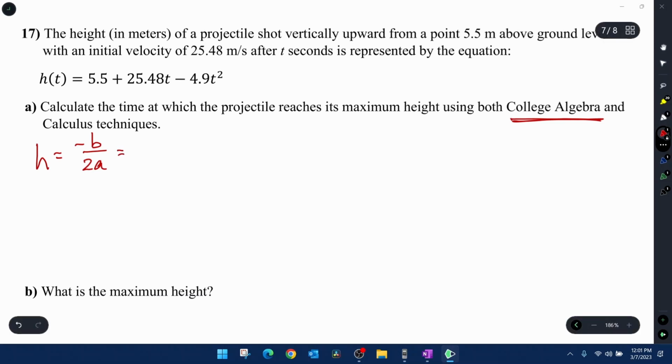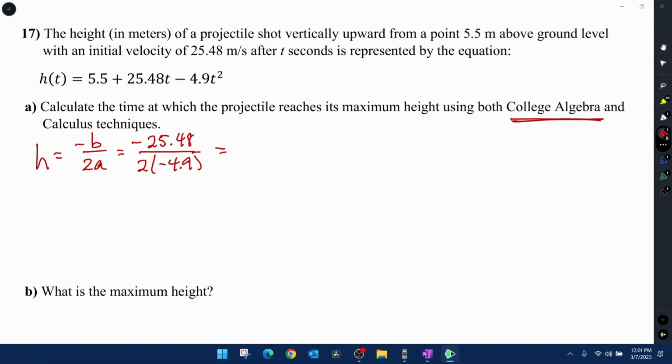Now, what is my value of b? 25. And a? And calculator. 4.6, 2.6 seconds. That is the college algebra technique.